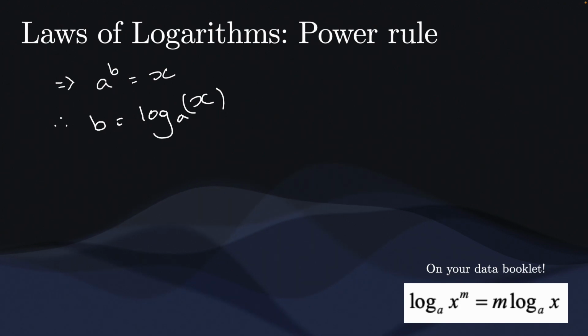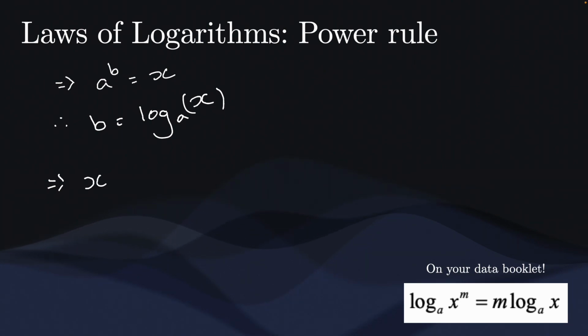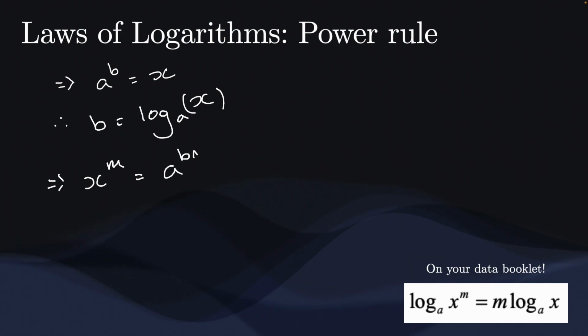Therefore, what we can do, if we do x to the power of some number m, well, remember what x is. x is a to the power of b, and we can use our previous rules. We can say that that's equal to a to the power of bm, right?